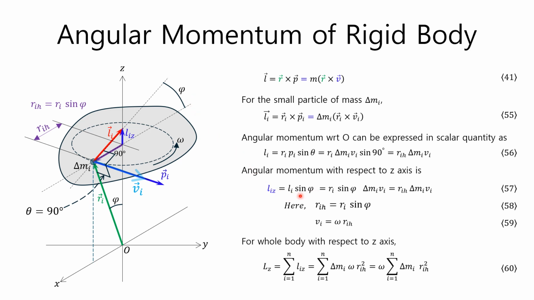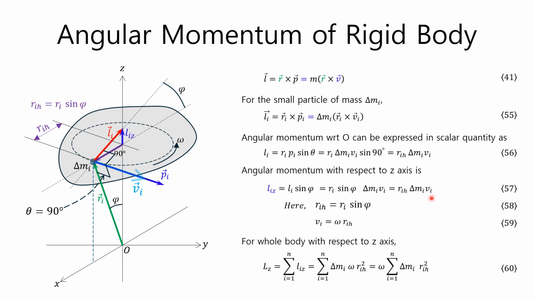The direction of the angular momentum Liz of the point mass delta mi is in the direction of the blue arrow in the figure, which coincides with the z-axis. If we substitute Li of equation 56 into the first equation of equation 57, we can obtain the second equation of equation 57. Here, if we define the radius of rotation Ri sine phi perpendicular to the z-axis as Rih, we can obtain the last expression of equation 57.